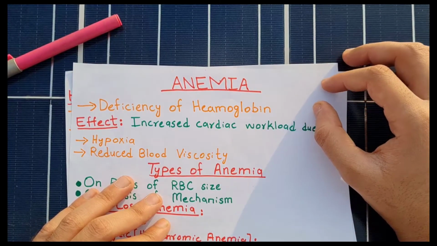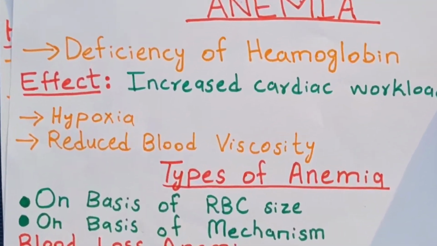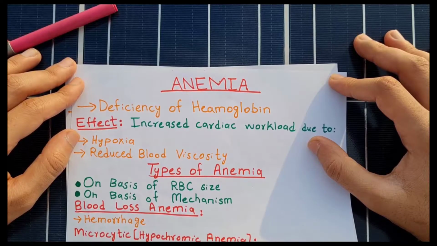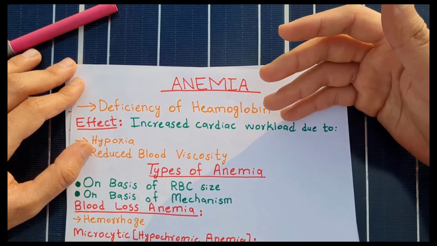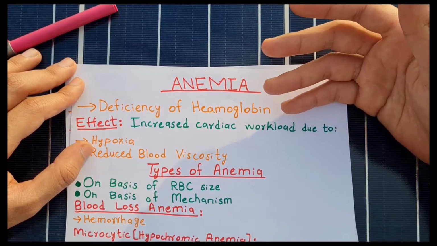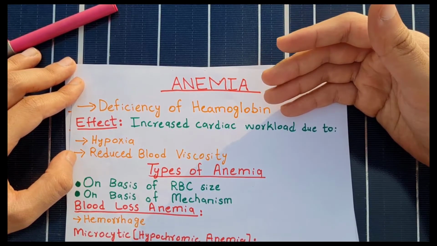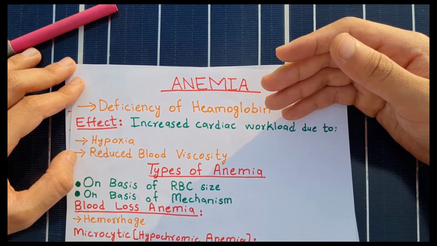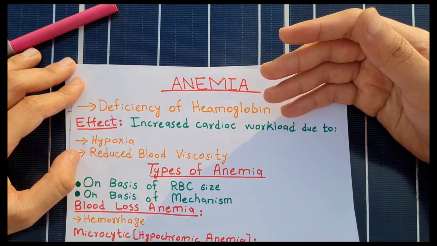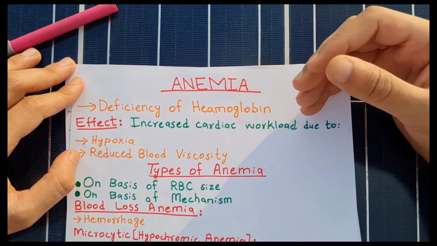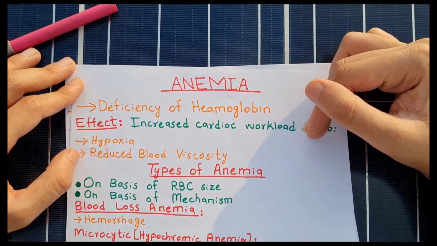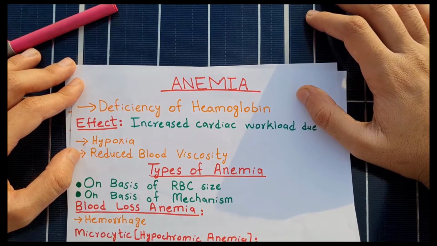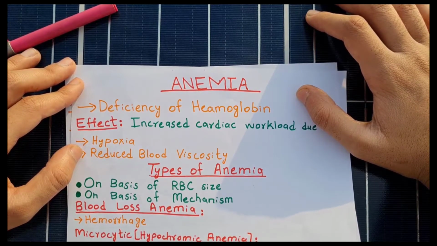Another important factor that will play a role here is the viscosity of blood. As we know, in anemia there is deficiency of hemoglobin. That means there will be deficiency of red blood cells as well. That is, the blood hematocrit level will decrease. So as a result of this reduced viscosity, the blood flow will automatically increase. So as a result of this increased blood flow, the overall cardiac output will increase. So in anemic patients, there is an increased cardiac output.